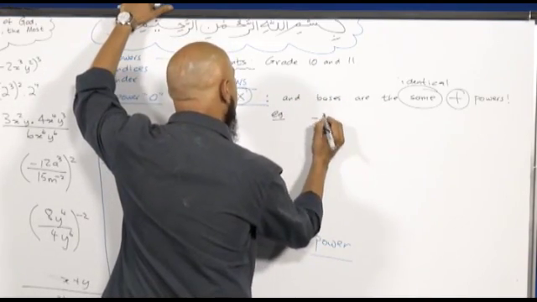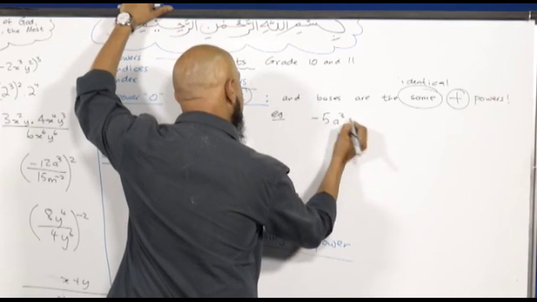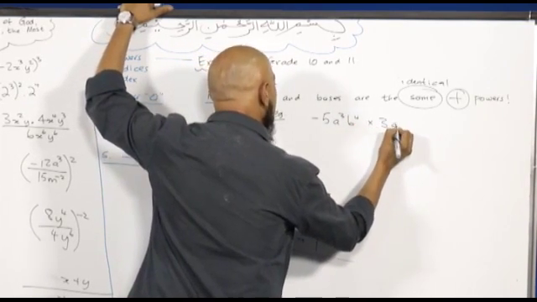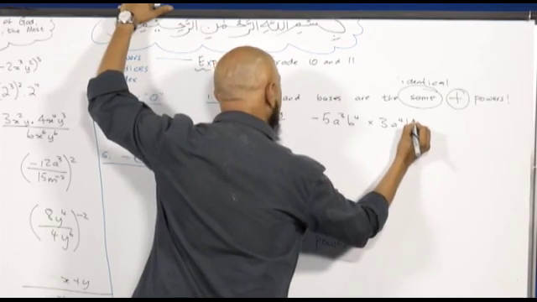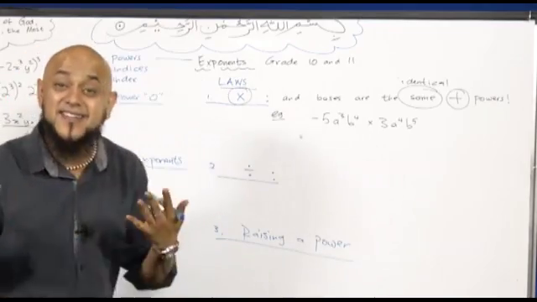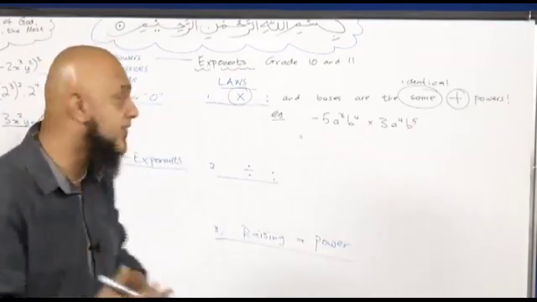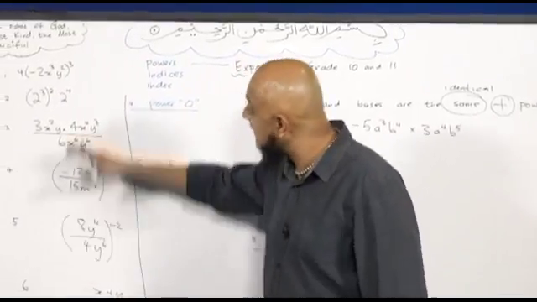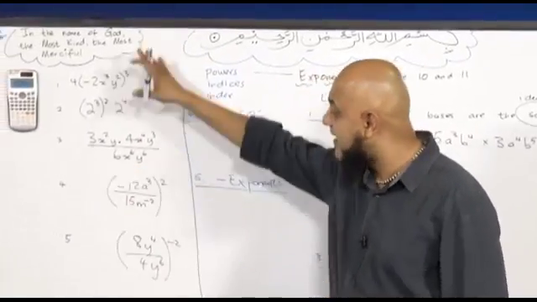I tell you, negative 5a^3b^4 multiplied by 3a^4b^5. Okay, let's begin with this. That's another example, just to get you working with it before we actually attack the big grade 10 and 11 style questions that we've put here.